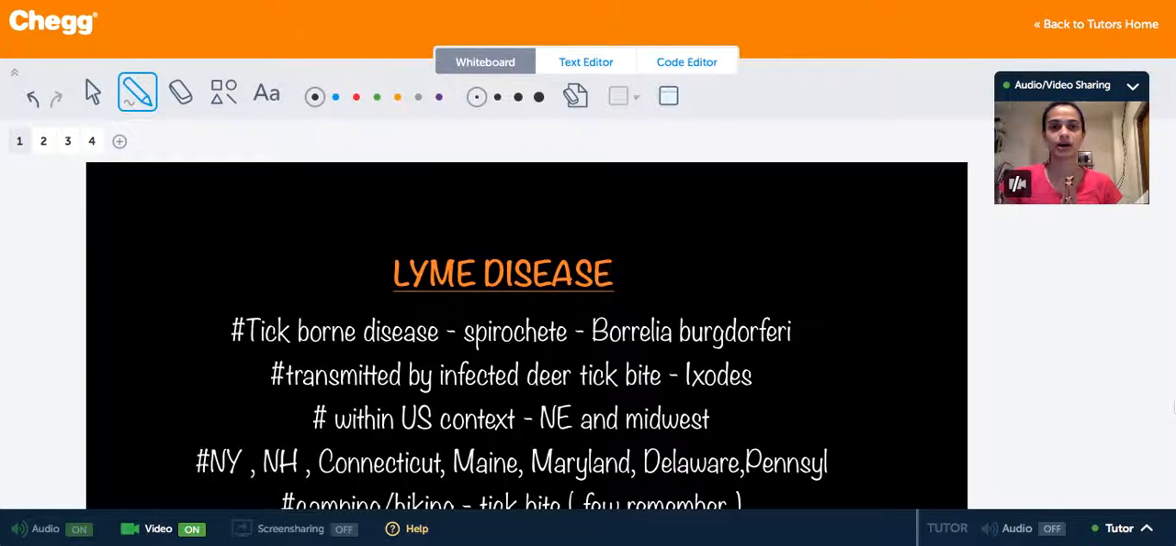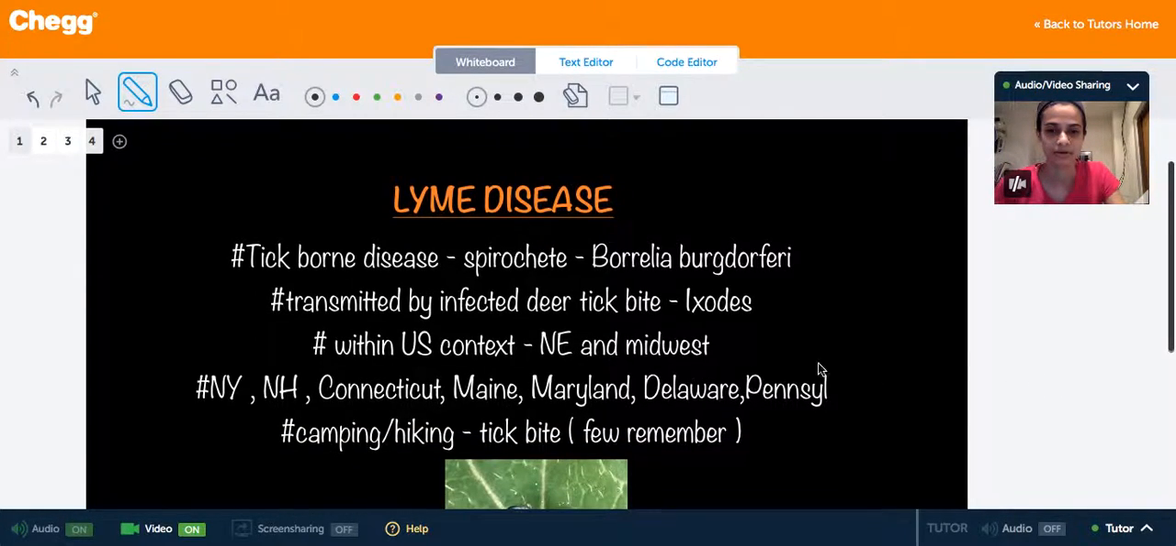So first, let's start with what is Lyme disease. Lyme disease is basically a tick-borne disease, which is caused by a bacteria called Borrelia burgdorferi. Borrelia is a genus, and this type of bacteria is a spirochete, meaning it's a bacteria that's spiral in shape. The disease is transmitted by the bite of a tick called the deer tick. The genus is called Ixodes. So an infected deer tick bite can transmit Lyme disease.